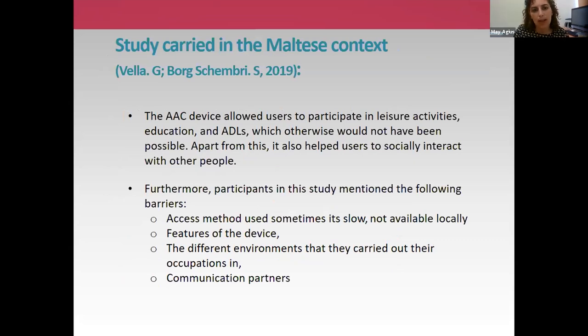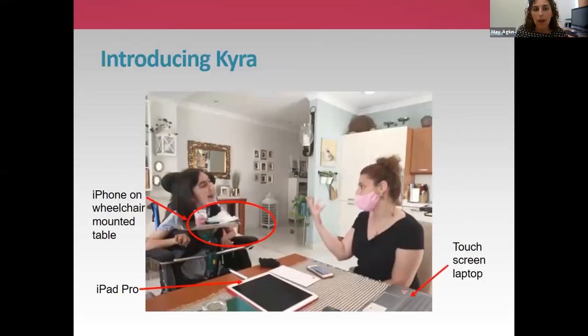We had a study also in Malta, and the participants indicated that it really helped them in participating in leisure activities, education and ADLs, but they also mentioned some barriers, like access methods used, which are sometimes slow, so it takes long to convey the message. Maybe access methods have to be brought from outside of Malta. Some features of the device, like how long the battery lasts, or the availability of the language. Sometimes in different environments they find difficulty, and also the aspect of communication partners' attitudes, as I have explained previously.